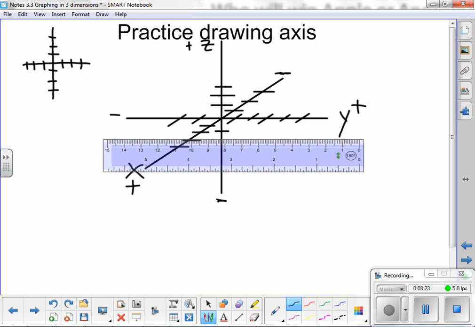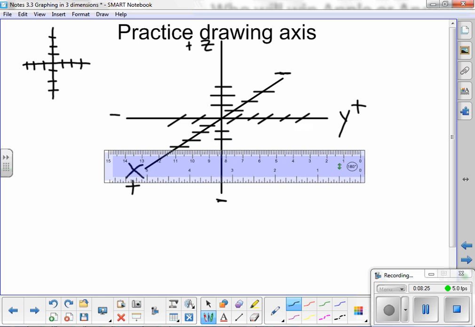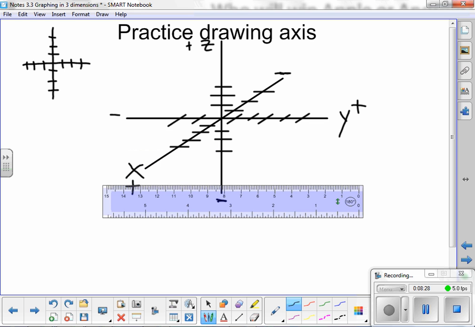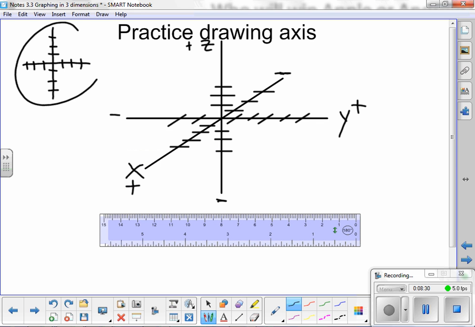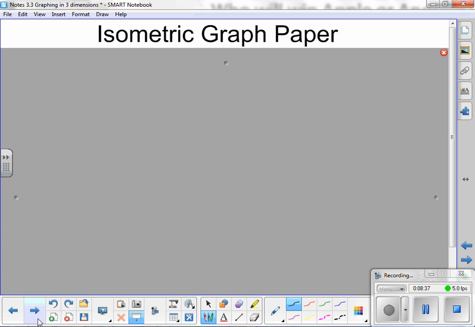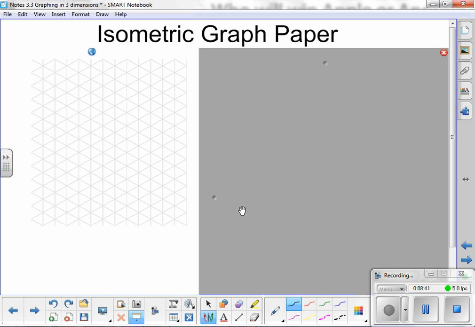So now the problem with this is that just like with the graphs like this one, it's easier to do on graph paper. So here's where you guys can print up some graph paper to help you with this next part. It's called isometric graph paper. Now, this graph paper looks like this.